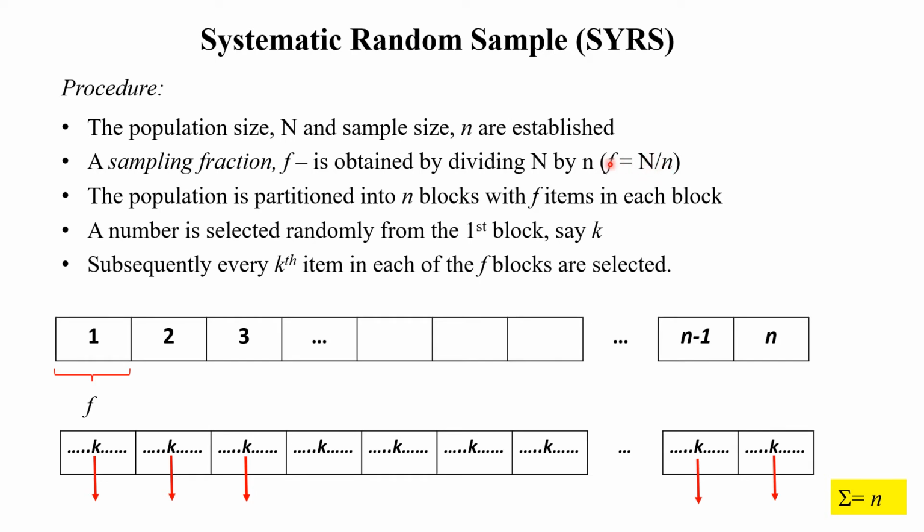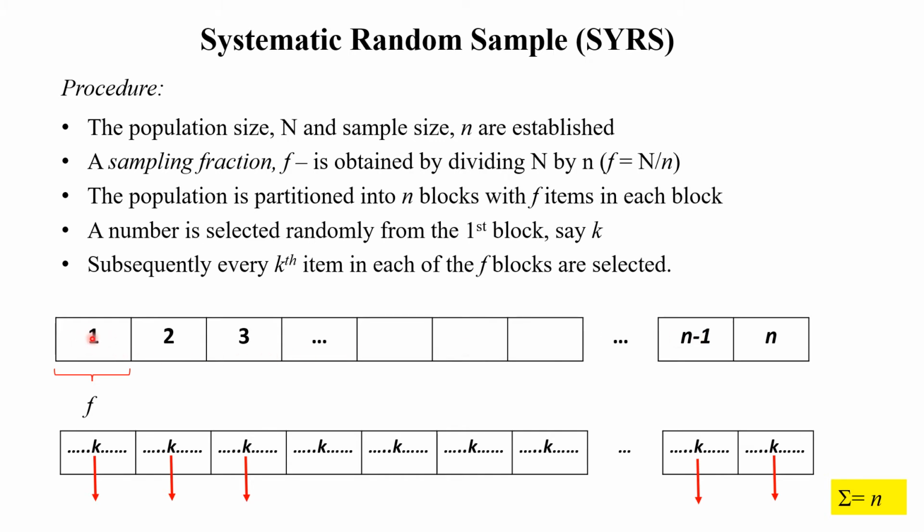1000 to 100, your fraction is 10, right? So the population is partitioned into n blocks of f items. So in this case, 1, 2, 3 until n blocks, right? Supposing the sample size needed is, capital N is 1000 and a sample size of 100. So 1000 divided by 100, that'd be 10 blocks. Block 1, 2, 3 until 10 blocks.